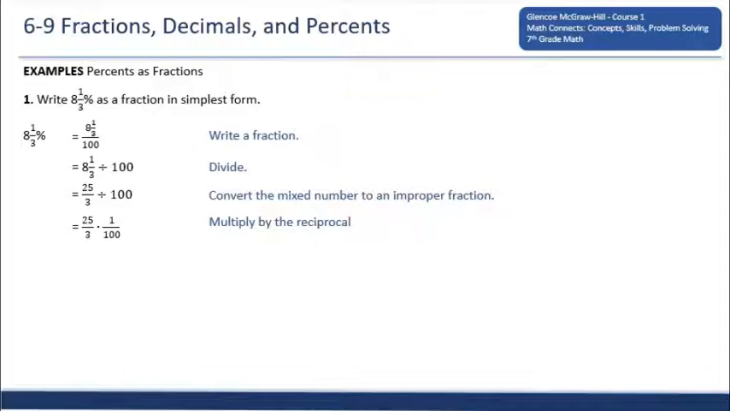So we get 25 thirds times 1 over 100. Now we need to simplify. So 25 will go into 100 4 times. And then we're going to multiply 1 over 12.